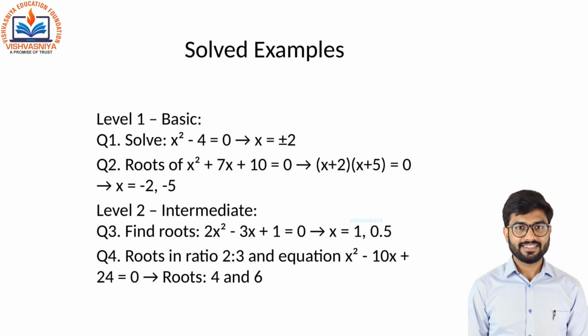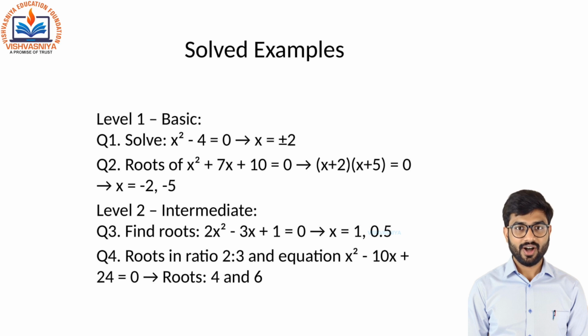Let's now practice with some examples, starting from basic to intermediate level. Level 1, Basic Questions. Question 1. Solve the equation x squared minus 4 equals 0. This is a simple difference of squares. We can write it as x squared equals 4, so x equals plus or minus 2. Final answer, x is equal to plus minus 2.